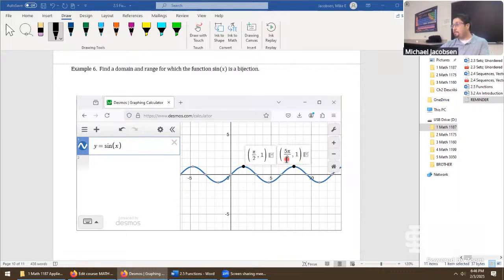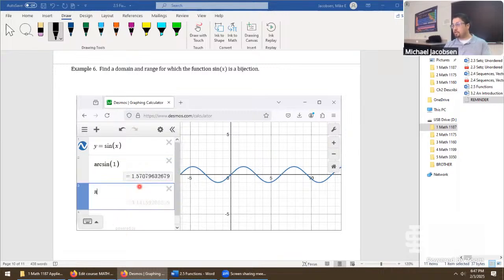So since pi over 2 and 5 pi over 2 both map to 1, already it's not 1-to-1 whatsoever. That means sine x is not a bijection, and that means this function here has no inverse whatsoever. Yet you can write out arcsine of 1, get a value out, that's pi over 2. And where did arcsine come from? Arcsine only exists if there is a real bijection somewhere, a function that came from here that is 1-to-1 and onto all at the same time.